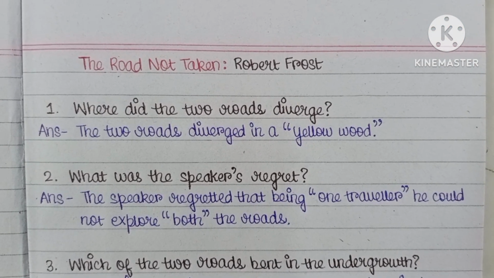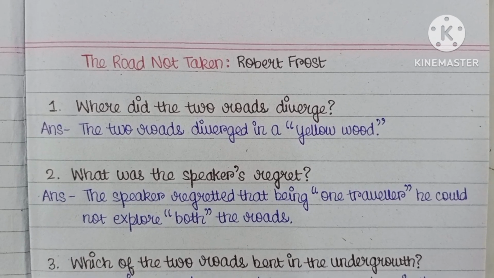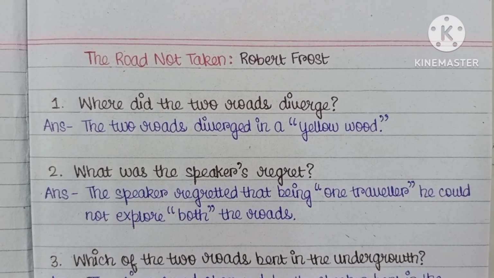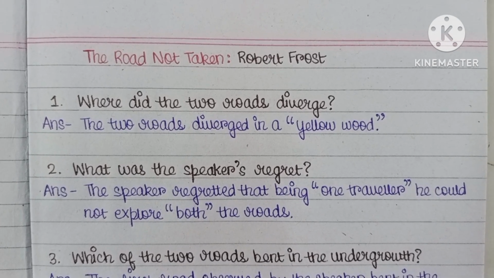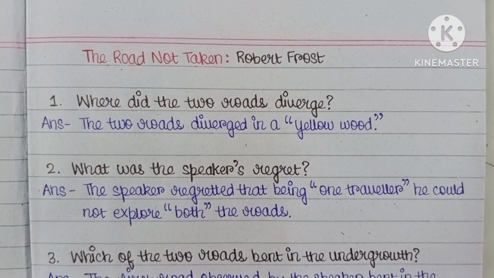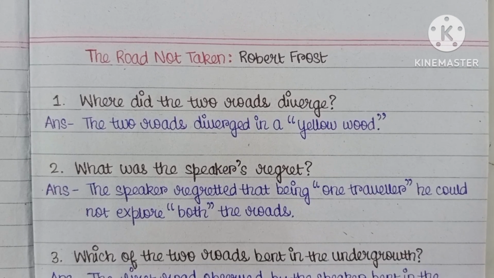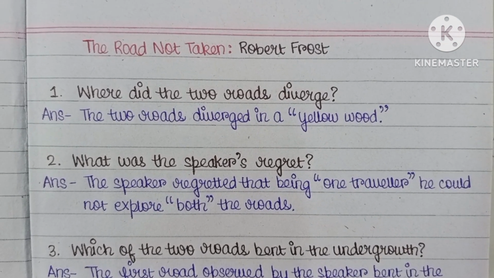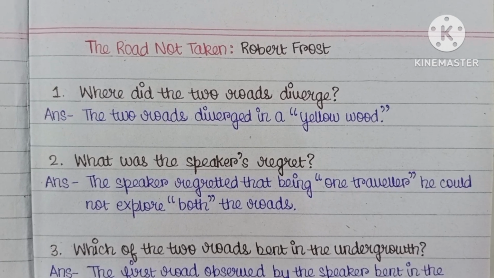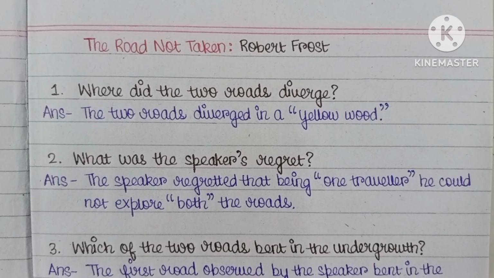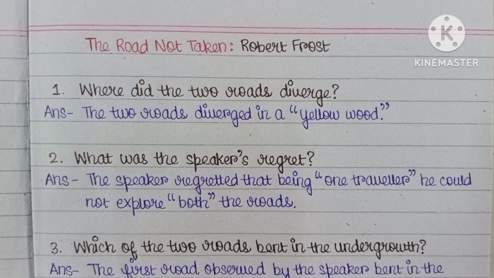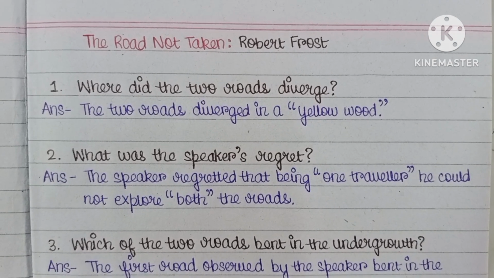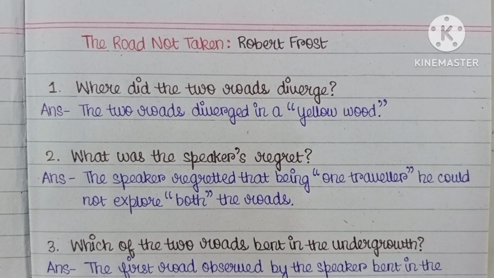Number 1. Where did the two roads diverge? Answer. The two roads diverged in a "yellow wood." Now note here, whenever you are quoting words directly from the poem, you have to write them within double quotes. So because I have used the phrase yellow wood directly from the poem, I have put them within double quotes.